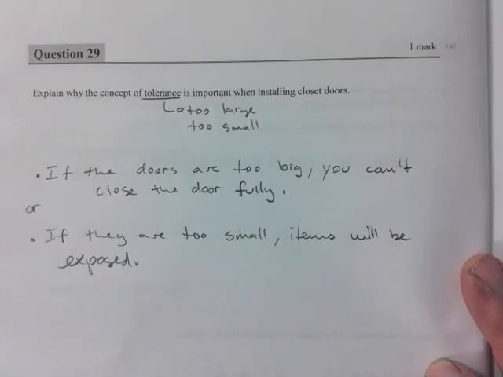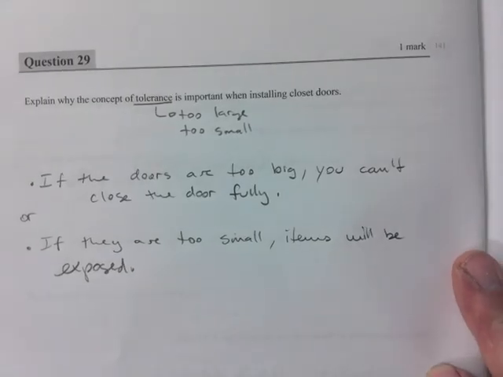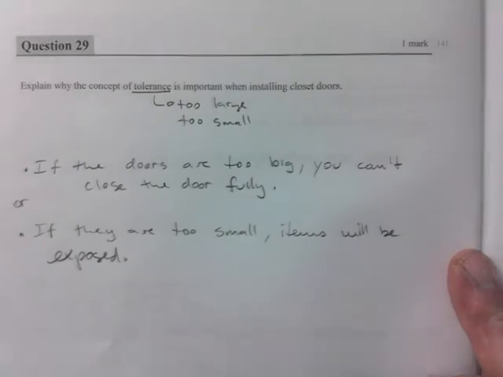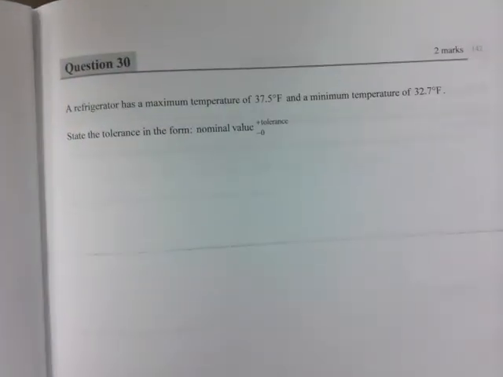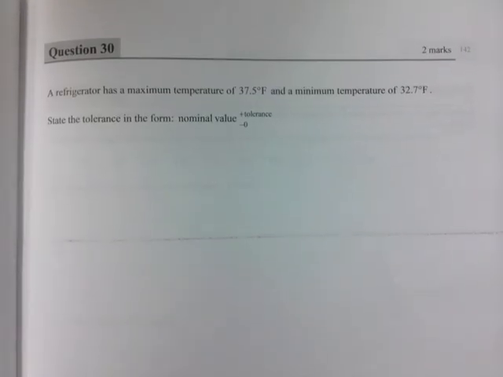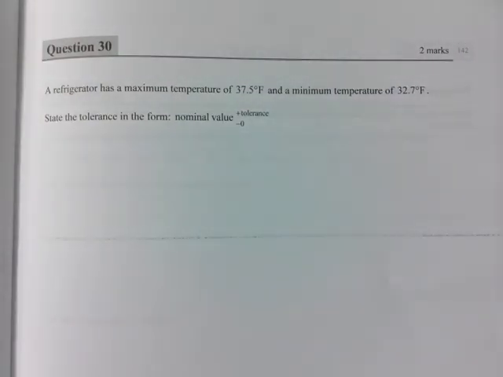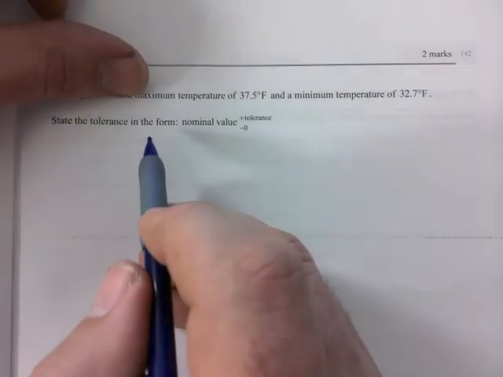There was one about medicine one year. If it's too high, then overdose. Too low, not effective enough. So just talk about what happens when you surpass the tolerance, right? A refrigerator has a maximum temperature of this, minimum of that. State the tolerance in this form.